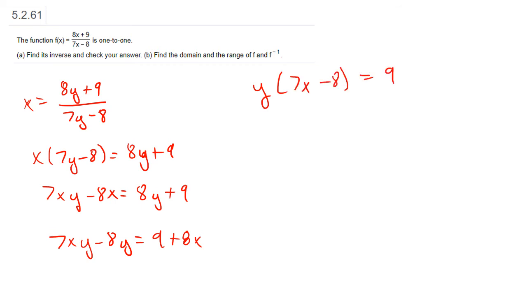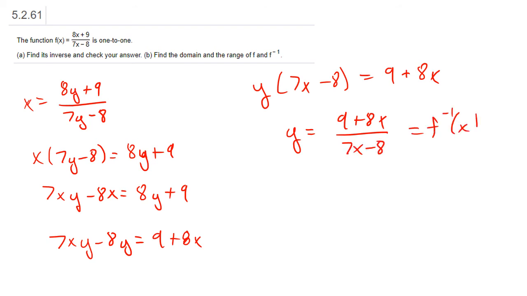This is a general technique that will work for rational functions where both numerator and denominator have degree 0 or 1. So we have a rational function for f of x. The numerator has degree 1, the denominator has degree 1. As long as you don't have degree 2 or larger in these rational functions, this is always going to work more or less the same way. Now I can divide both sides by 7x minus 8, leaving this. And here is our f inverse of x.